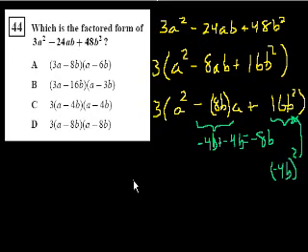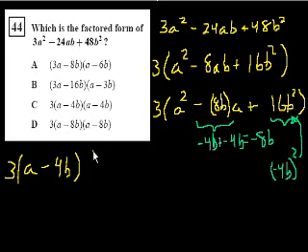So we can factor this out to be 3 times, we said minus 4b is the number. When you add it twice, you get minus 8b, and you square it, you get that. So it's a minus 4b times a minus 4b. And that is choice C.